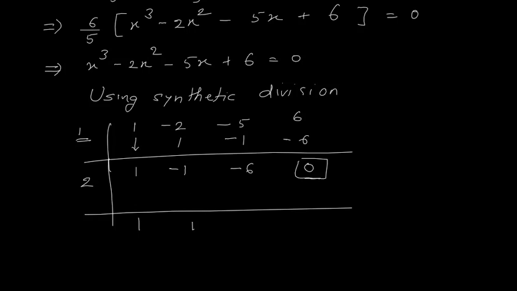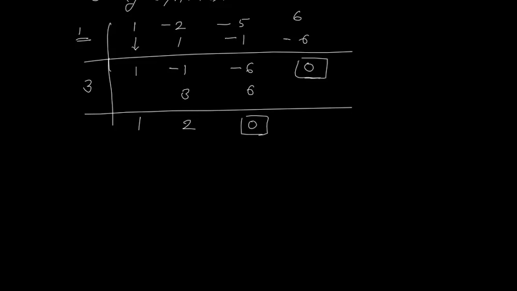Let us take 3. Because 3 is also a factor, let us take 3. So when you take 3, you have 1 here. 3 into 1 is 3. Minus 1 plus 3 is 2. 3 into 2 is 6. Minus 6 and plus 6 will give you 0. So you got 0 here. So 1 I have used, 3 I have used, and here now the degree is 1. If 2 terms are there, degree is 1, if 3 terms are there, degree is 2. So it is in simple form.